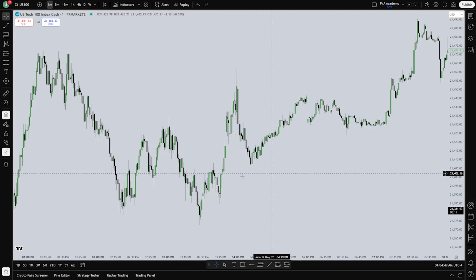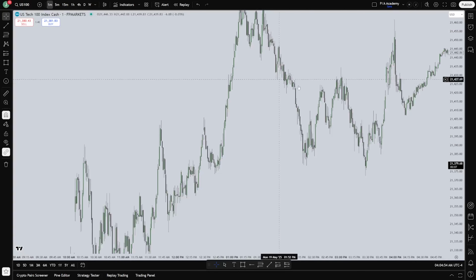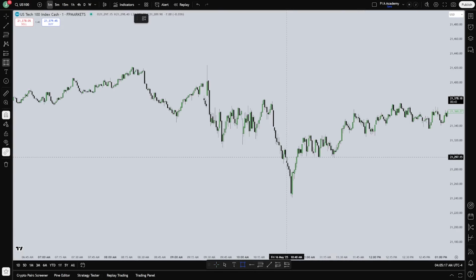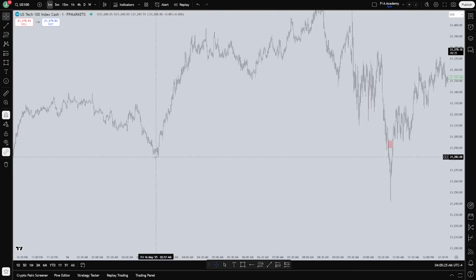I'll give you guys one more of those. So for example, this is an example of a breakaway gap that I would expect to get filled, because this is a breakaway gap until we take out this low.